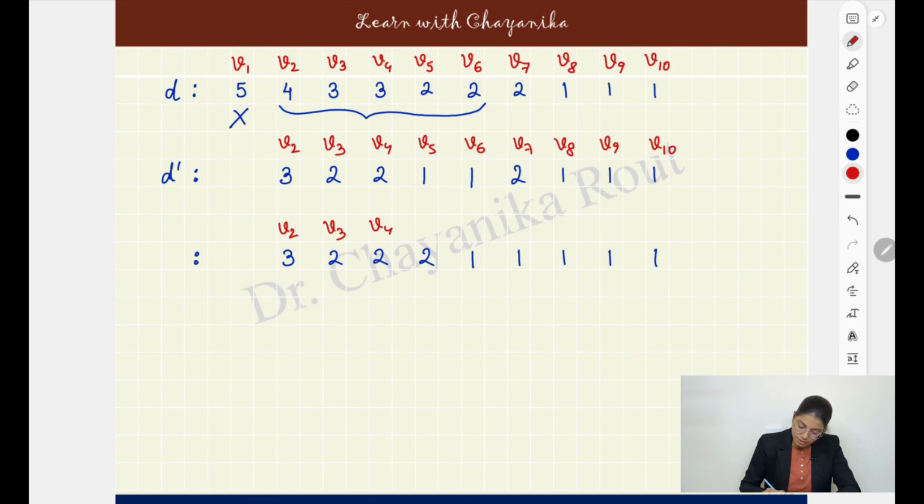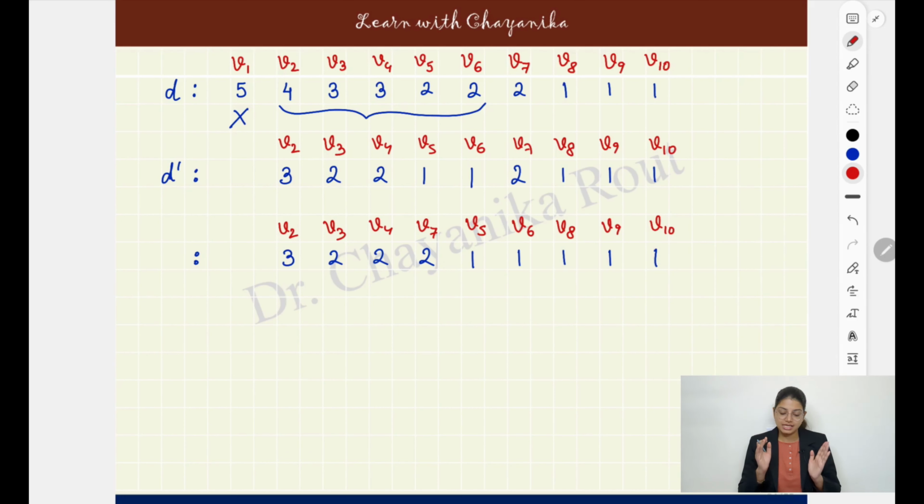So when 2 comes here, the labeling V7 also comes in that position, and when this 1 goes here, V5 goes there. So this is V5, V6, then V8, V9, V10. This is very important to keep in mind. Whenever you are rearranging a sequence, the first thing to keep in mind is to rearrange. That is something that you should not forget. Now another thing, when you rearrange, make sure the labeling also moves along with the degree value. So this is the rearranged sequence.